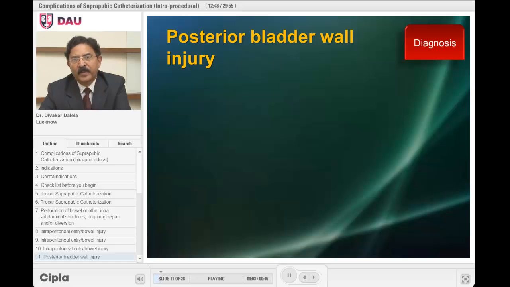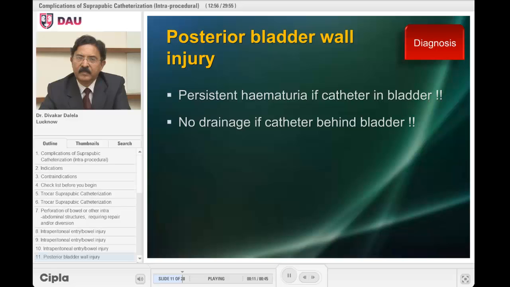Let's see the second complication now, which is the posterior bladder wall injury. How do you diagnose the posterior wall injury? You have done trocar cystostomy, urine drained, you have sutured, fixed the suprapubic catheter. But then you discover after some time that haematuria is setting in. And this haematuria is increasing. The catheter is getting blocked, right? Blood is coming and clot is forming. If that is the scene, then you have to be careful.